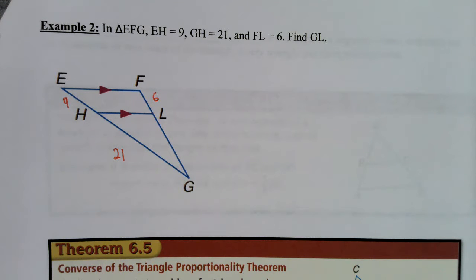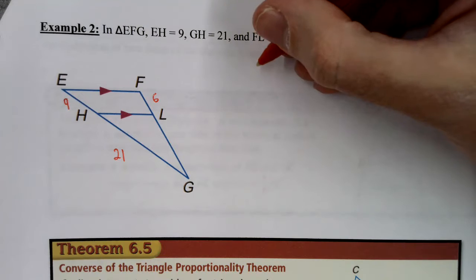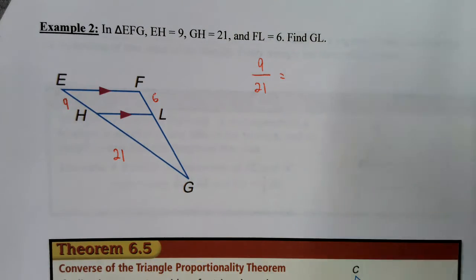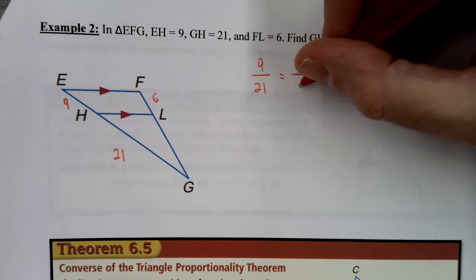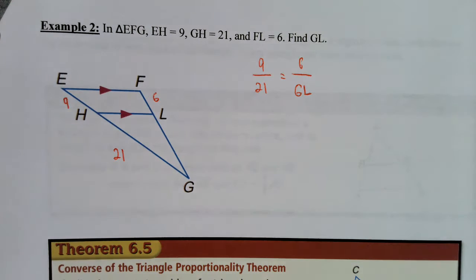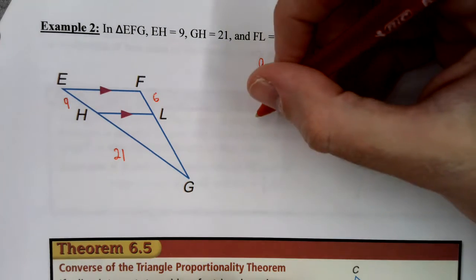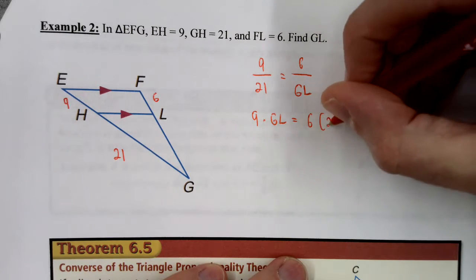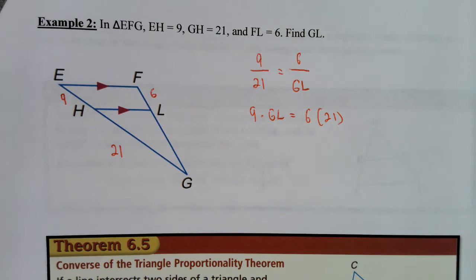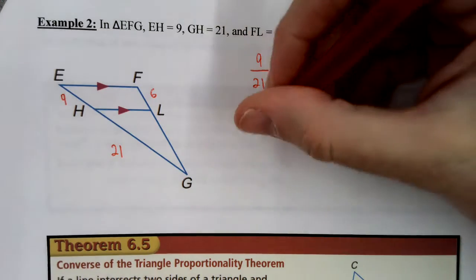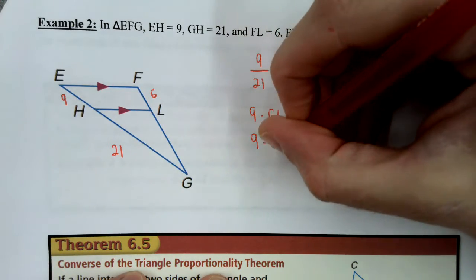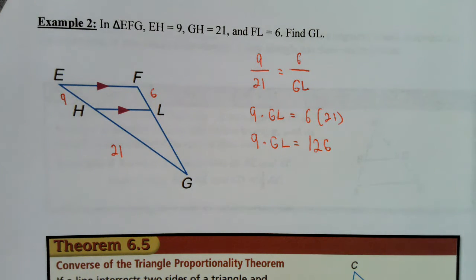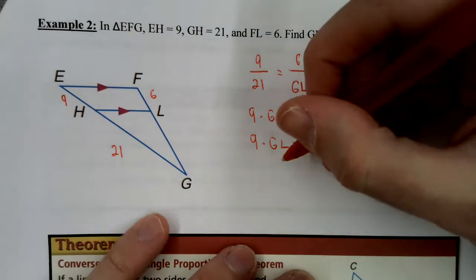All right, so let's use the theorem I just gave you. Let's do 9 over 21 equals 6 over GL. Cross multiply and solve. 9 times GL equals 6 times 21. So 9 times GL equals 126. And then do 126 divided by 9, and you get GL equals 14.